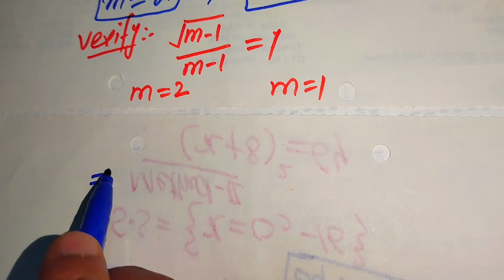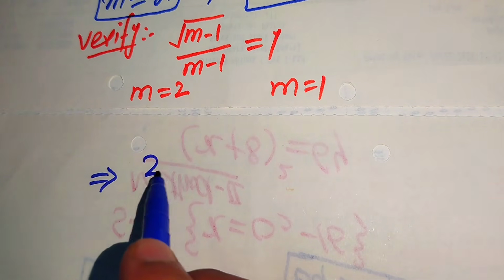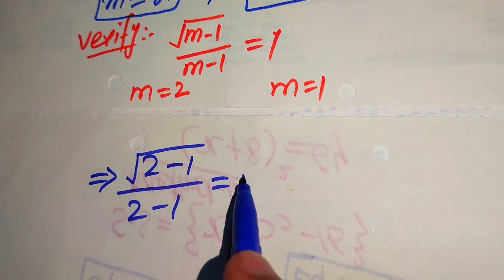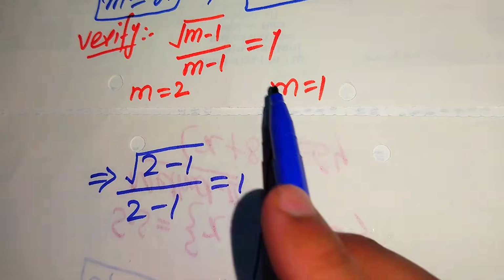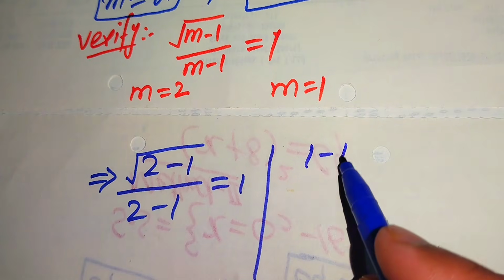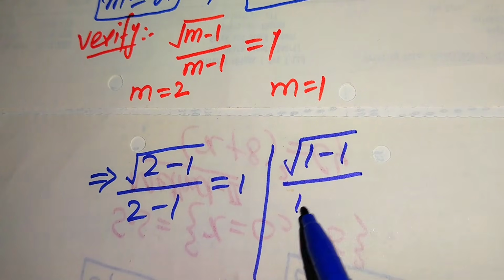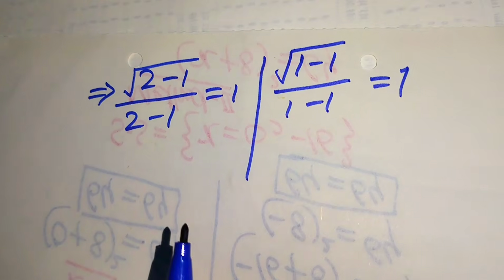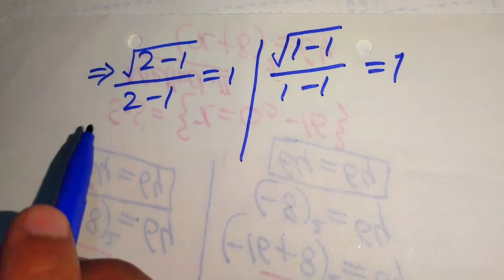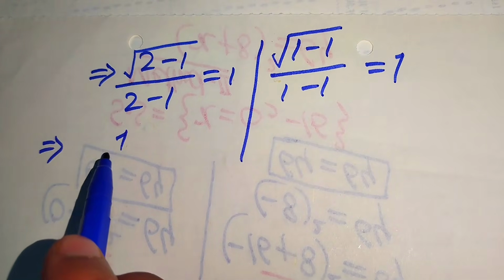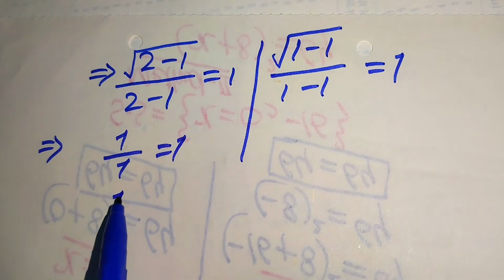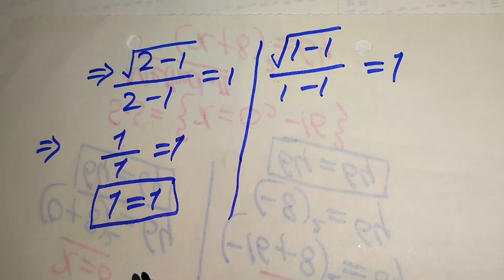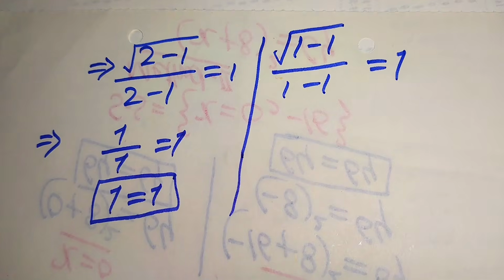Now after substituting this, it will be written as square root of (2 minus 1) divided by (2 minus 1) is equal to 1, and when we put m equals 1 here, it becomes square root of (1 minus 1) divided by (1 minus 1) is equal to 1. So here we need more simplification, and it will be written as 2 minus 1 becomes 1, so 1 over 1 is equal to 1, and we obtain 1 equals 1. So this shows that the value m equals 2 satisfies our given question statement.